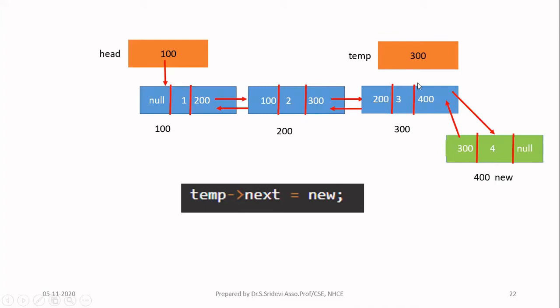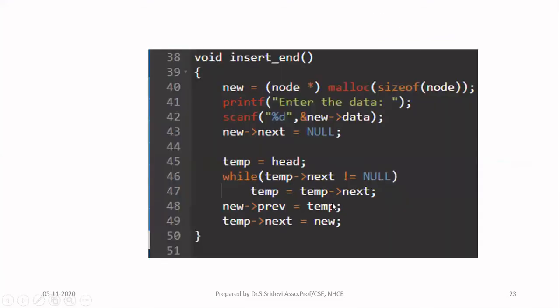For that, I am writing this node is now accessed by temp, because temp contains 300. In the temp, in the next field, you have to store the address of the new node. So I am writing temp arrow next is equal to new. When this is done, the entire diagram is created. All the steps, whatever I have explained, are given as a function. Just go through that.